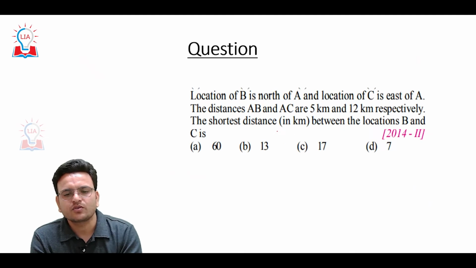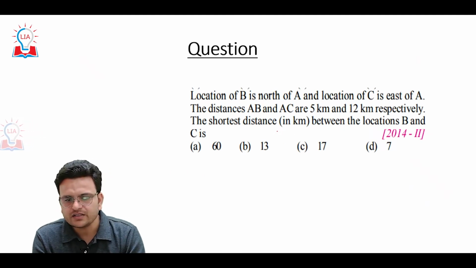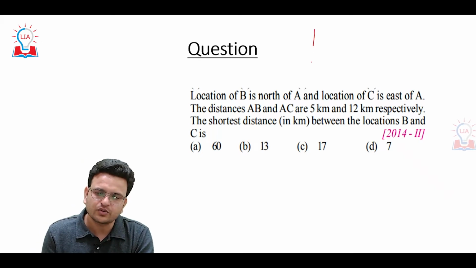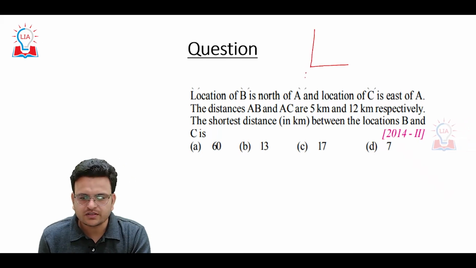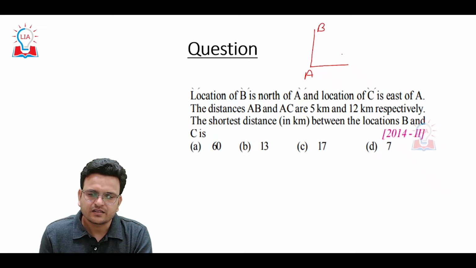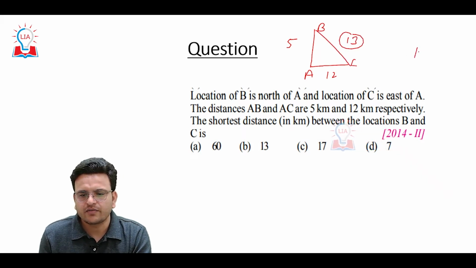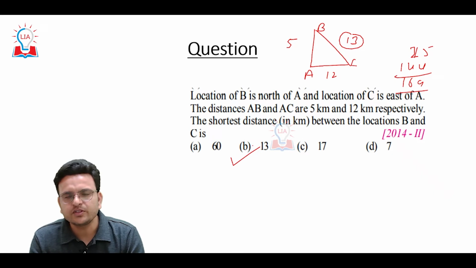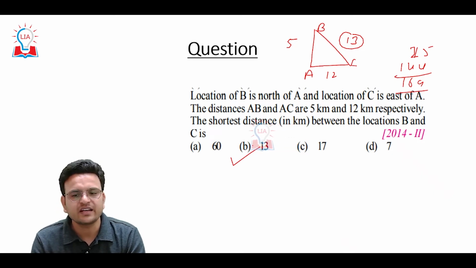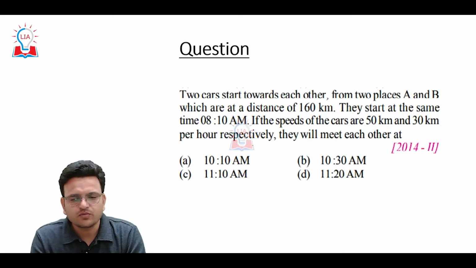Come to one more question. Location B is north of A, location C is east of A. Very easy question. I will say we should not miss such type of questions, like this is the 5 and this is a 12 and definitely it will be 13. 5 5 is 25, 12 12 is 144, 169, that is 13. So such questions we should not miss in the real exam. They are very easy questions. Now come to one more question.